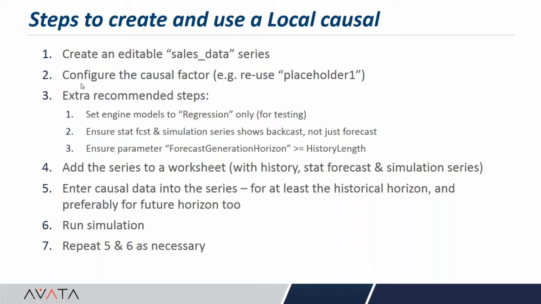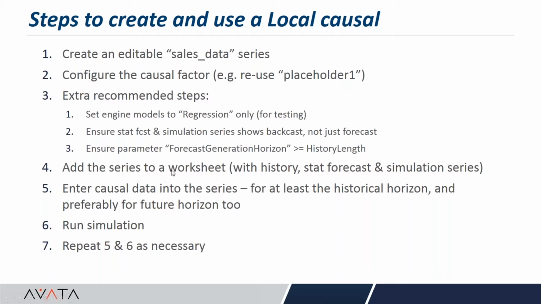We'll try to simplify things as much as possible. We'll also ensure that our stat forecast and simulation series show the backcast and not just the forecast. That helps us to see that our modeling is working properly. We'll ensure that the parameter forecast generation horizon is greater than or equal to the history length. That means that the backcast actually gets generated by the engine so that we can see that alignment.